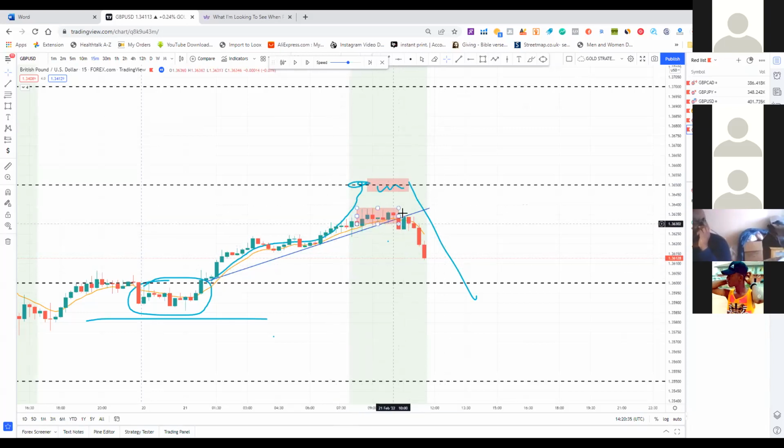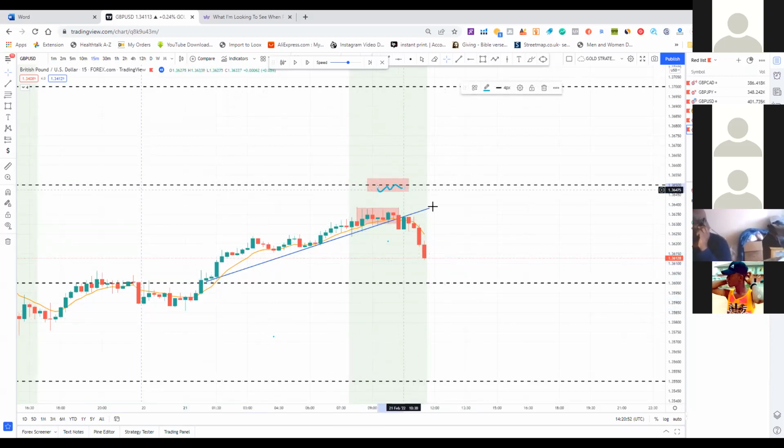What about here? Is there any pattern in that circle, in that box? Of course, if you train your eye, you will see it. If you train your eye very well, you see there's a pattern there that would have told me that price was going to drop, which I knew, and I took the trade. So here is where we're looking at.